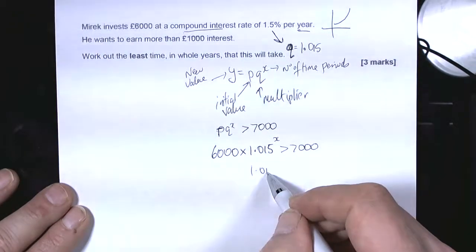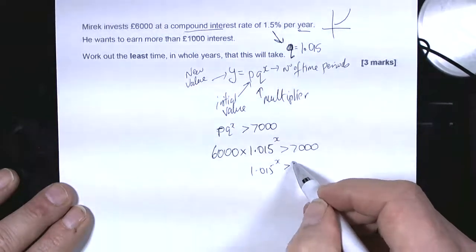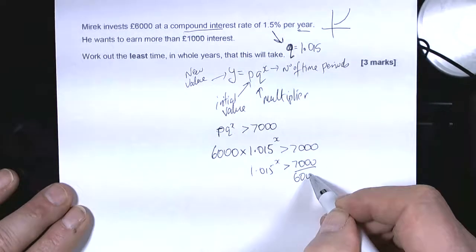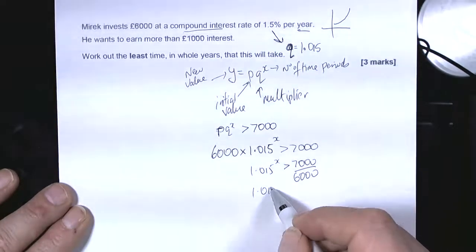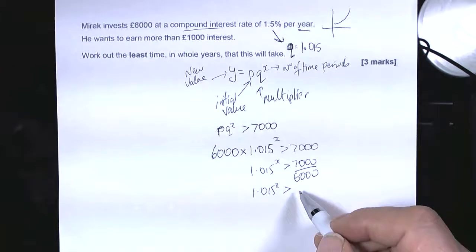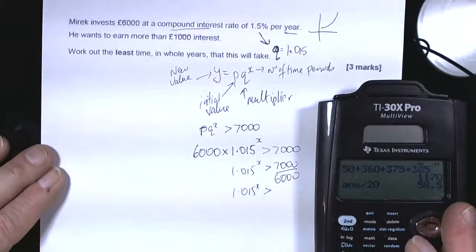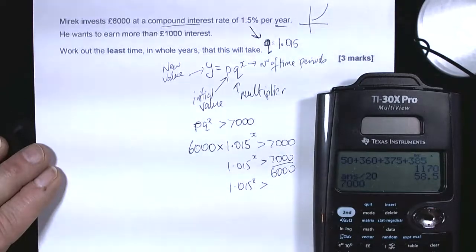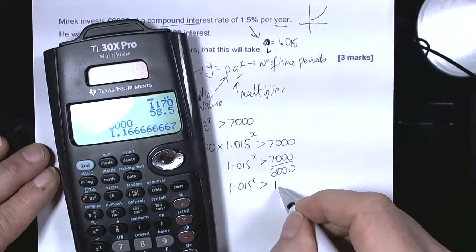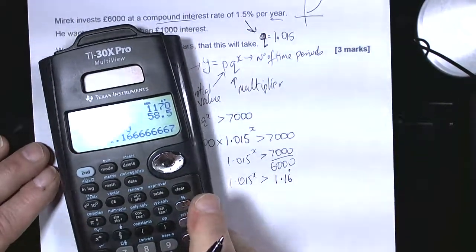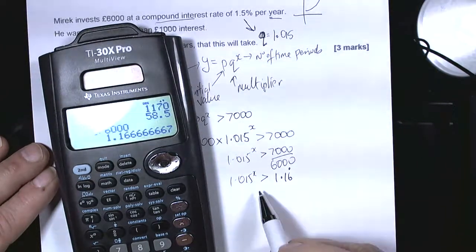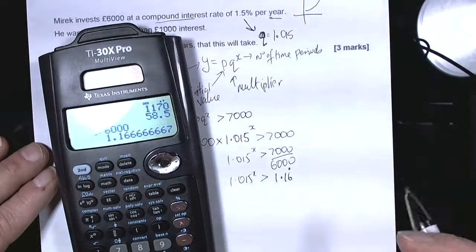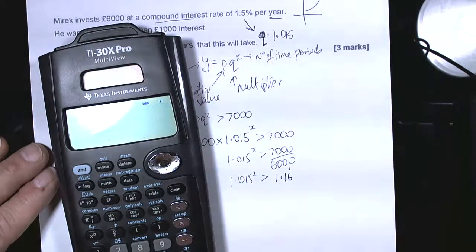So 1.015 to the power of x has got to be greater than 7,000 over 6,000. Okay, this is a calculator question, so 7,000 divided by 6,000 equals 1.16 recurrent. Alright, so basically it's a trial and error until we get this to be true. So I'm going to try 5 as a good starting point, because these questions tend to be somewhere between 3 and 10 on GCSE papers, so we'll try that.